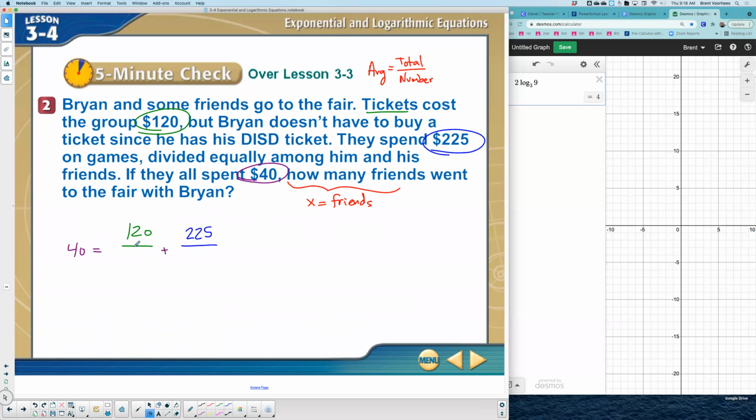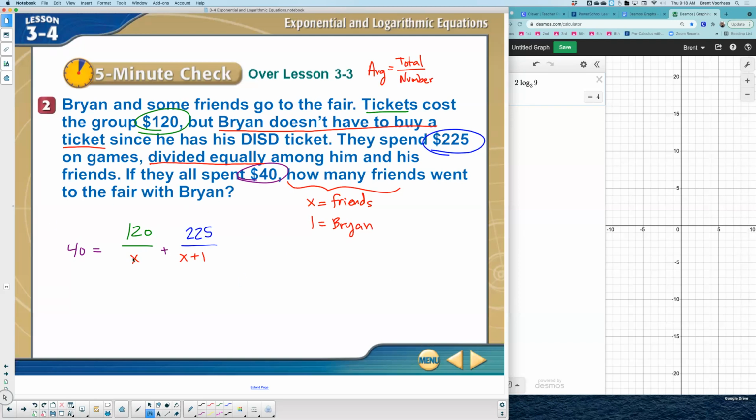All right. Who pays for the tickets? Everyone except for Brian. Brian does not pay for tickets. So is that X minus 1? Just X. Just friends pay for the tickets. So Brian doesn't pay for a ticket. Okay, what about games? It's divided equally. So it's not just friends, but friends and Brian. So X plus 1, where the 1 is equal to Brian.